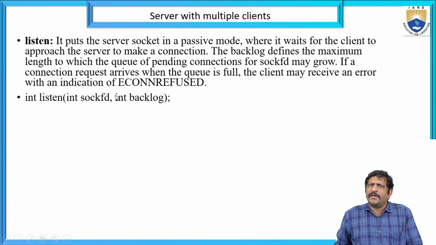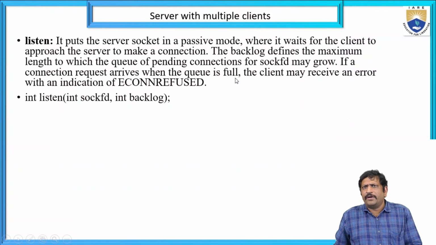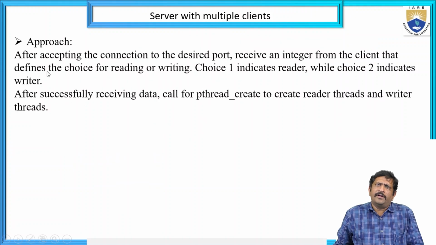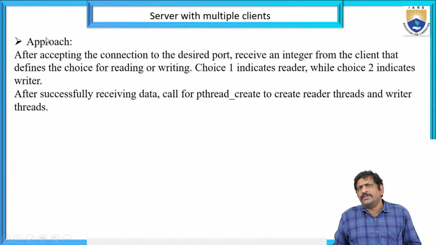By using this listening function, the server listens for the requests of multiple clients. If the server is free, it immediately accepts the requests of the other clients and establishes communication from multiple clients to a single server. Here the approach for the server with multiple clients is: first after listening, it accepts, and only then establishes the other communication.